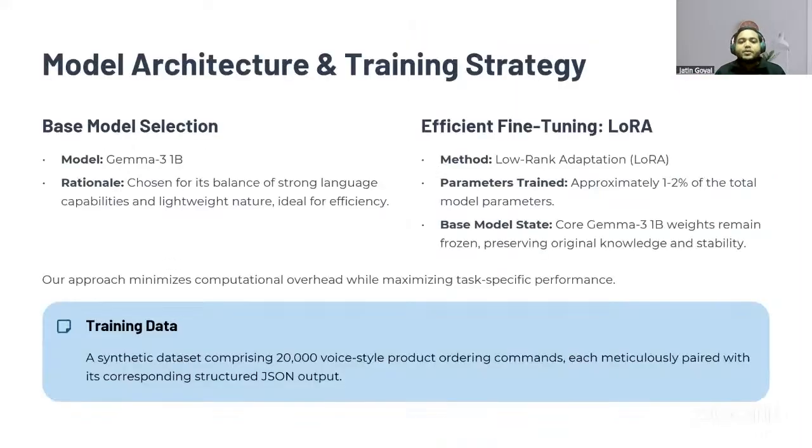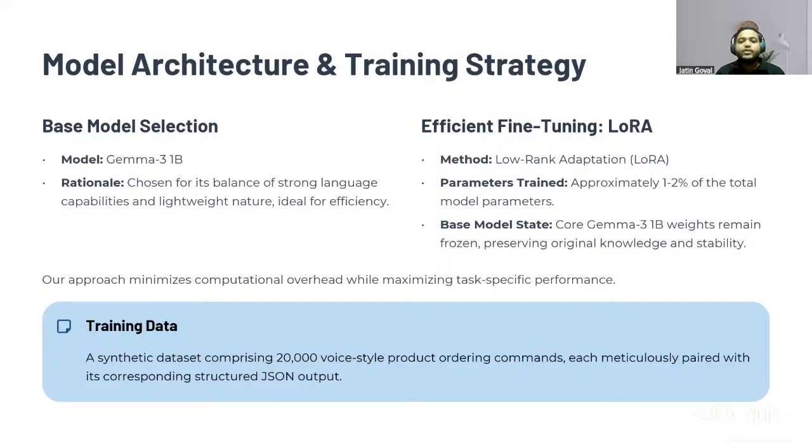We selected Gemma 3 1B as our base model because it offers strong language capabilities while remaining lightweight enough for efficient deployment. To specialize it for product ordering, we apply LoRA fine-tuning. With LoRA, the base model remains frozen and only a small set of low-rank adapter matrices are trained. In our setup, only about 1 to 2% of total model parameters are updated. This drastically reduces GPU memory usage and training cost while preserving task-specific performance.